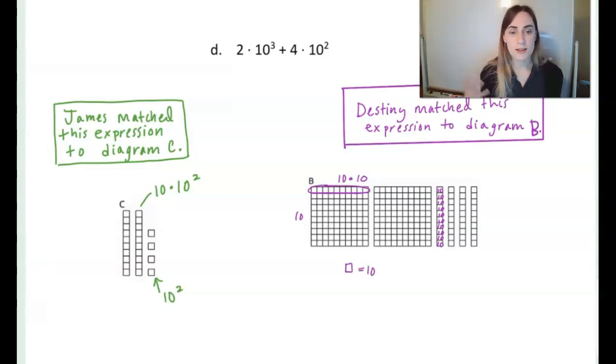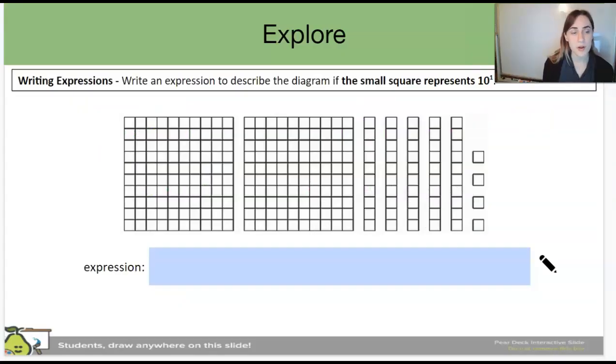So take a moment and decide, do you agree with James? Do you agree with Destiny? And why? You can also look for the way that James and Destiny labeled their thinking and consider, are there any strategies you want to use or improve upon when you work on showing your thinking in the future slides? So now move along with me to slide D, still in our Explore section.